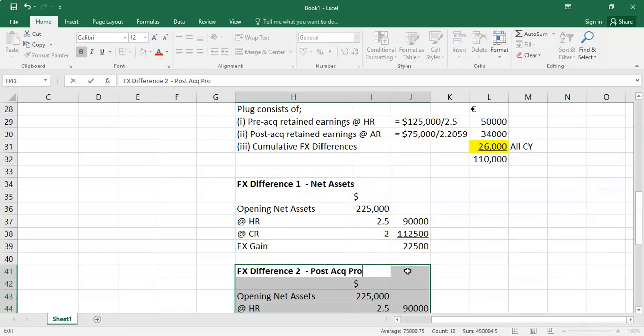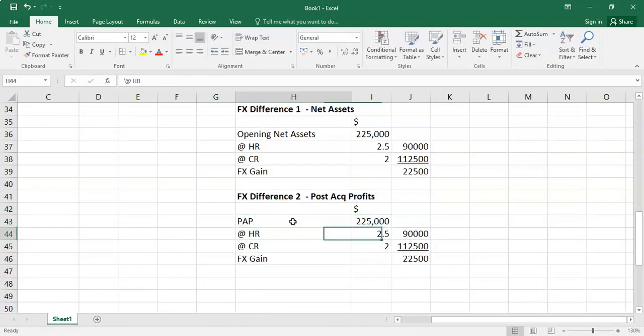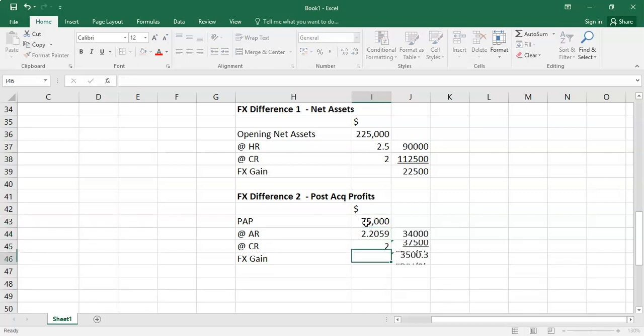Now again, it's nice and simple in this question because we only have 1 year, so it's not as complicated as you might have in other ones. What we're looking at is what's the post-acquisition profit? We said it was 75. The average rate, 2.2059. The closing rate is 2. So again, don't mind the 0.3 there. The difference, the FX gain, is 3.5.